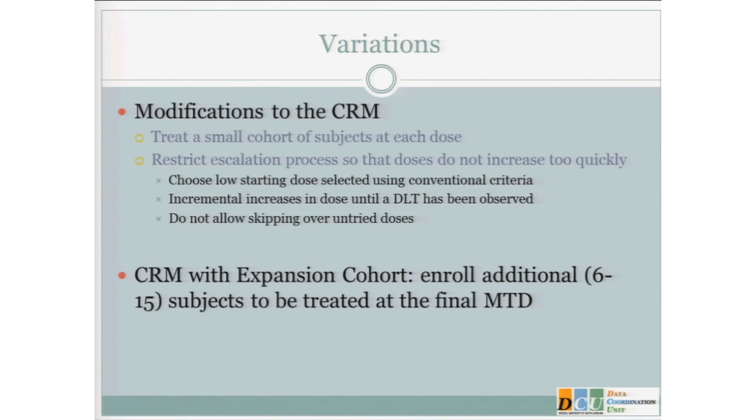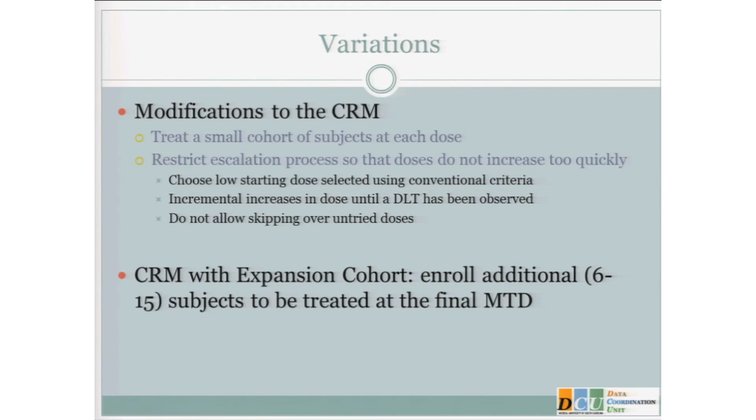Probably the most widely known of which is to treat a small cohort. So instead of treating 1, we treat 3 subjects at each dose. It's not a magic number. It's sort of like 0.05. It's just a number, okay? We treat 3 subjects at each dose, and we can restrict the escalation process so that it doesn't move too quickly. And there are a number of different ways that you can do that.